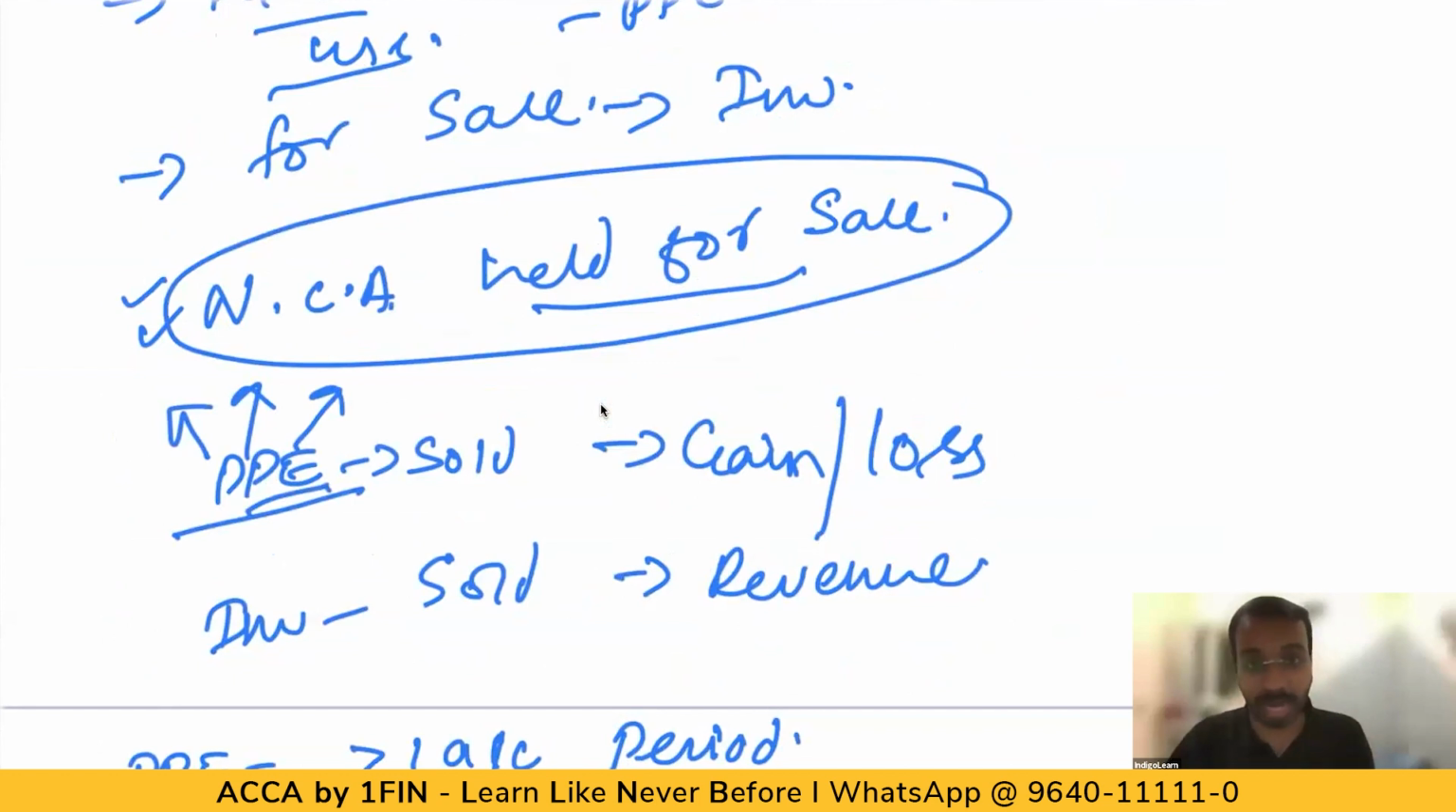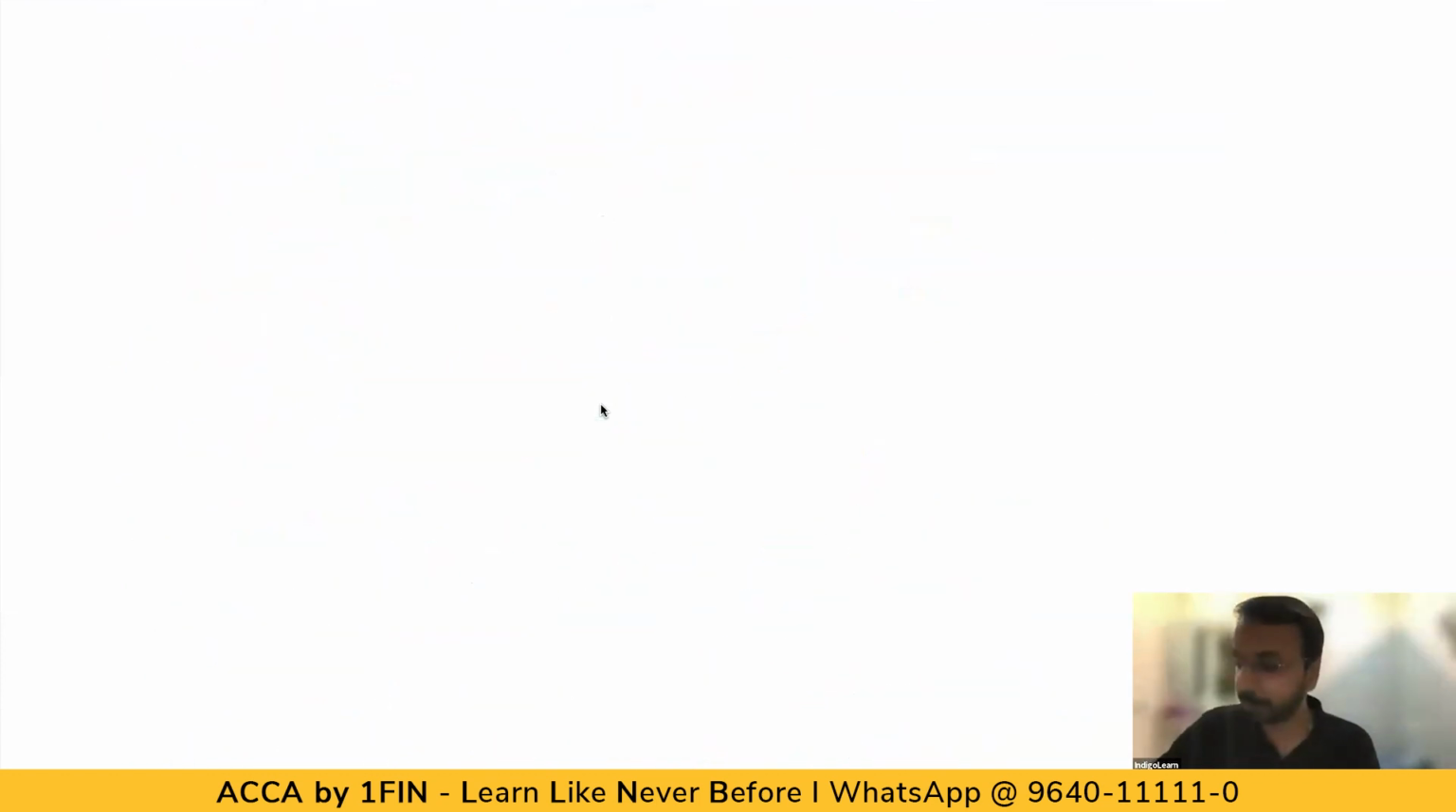So property, plant, equipment, investment property. Now investment property, as I told you, it is for what? Earning rental income or capital appreciation. Now I have a case for you.